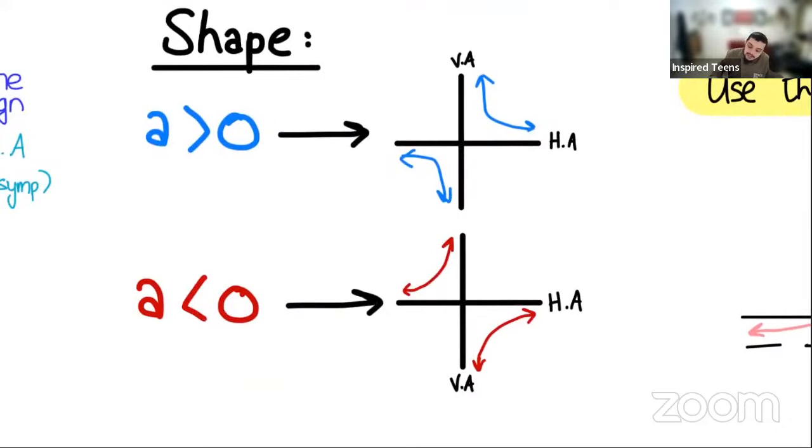When A is greater than 0, we start on the top right and at the bottom left. When A is less than 0, start on the top left. So that's how I like to remember it. Greater than 0, start top right. Then everything else will fall into place.